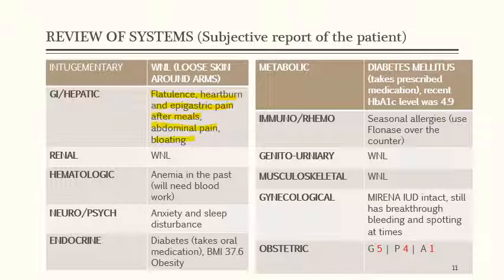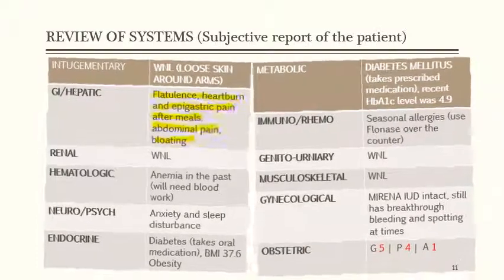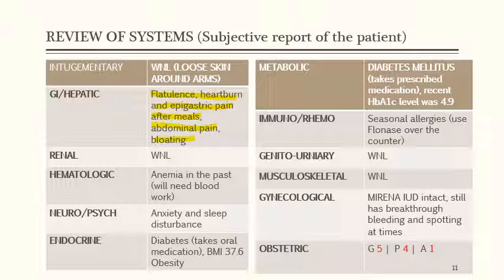Also, her renal function is normal. Hematologically, she has anemia in the past, which was already noted. She has some neuro and psych disturbances, very mild, nothing to heavily report. In her endocrine and metabolic findings, we talk about her diabetes. She's on oral medication, however, she's obese. And her HbA1c level is within normal limits, so her diabetes is well controlled.